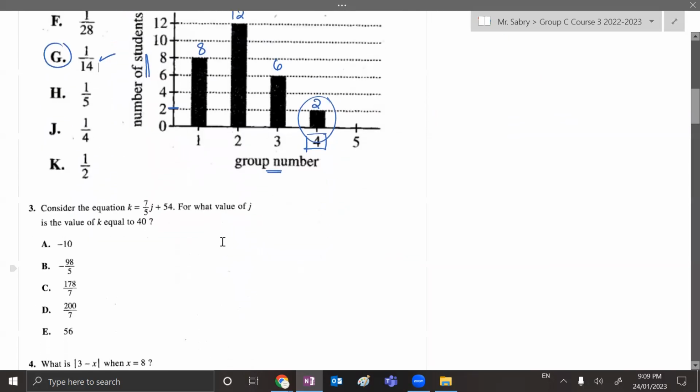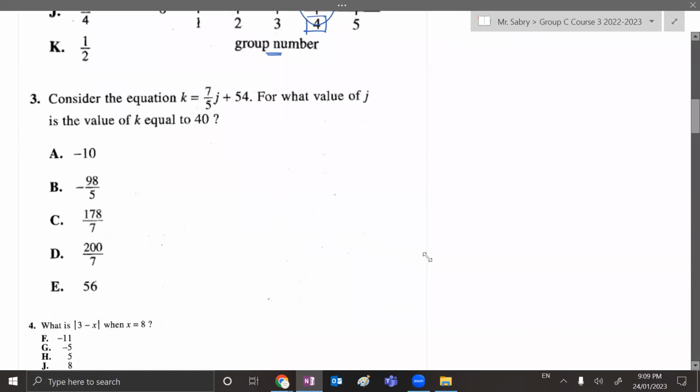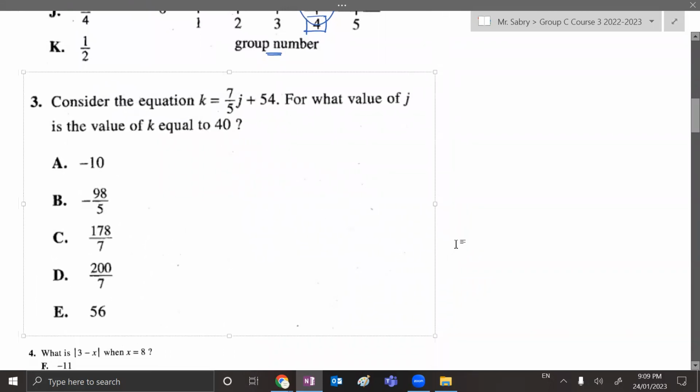Let's move to number 3. Number 3, you're given an equation and you're then given the value of one of the variables. This is the equation: K equals 7/5 J plus 54. And then you're told for what value of J is the value of K equal to 40. So it's like you're given already the value of K, 40.